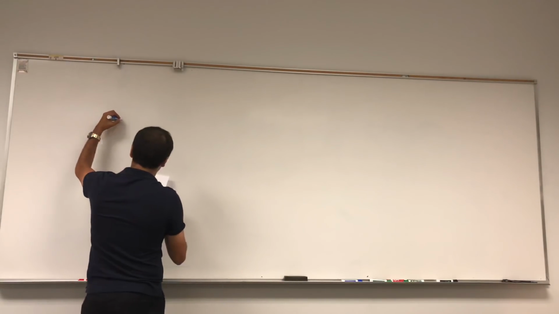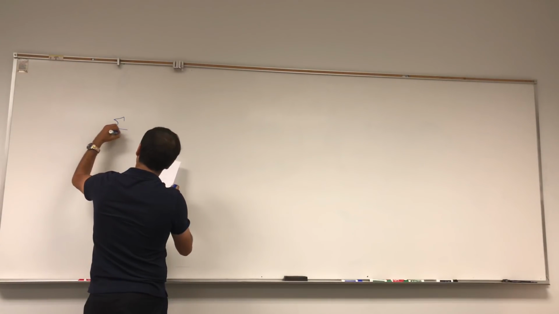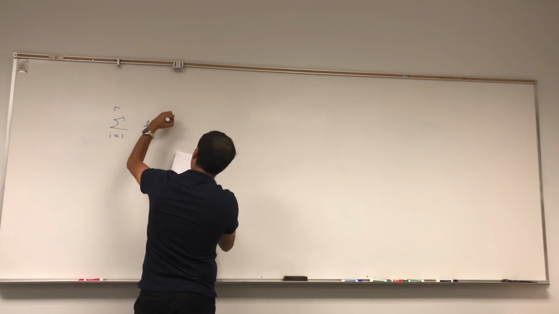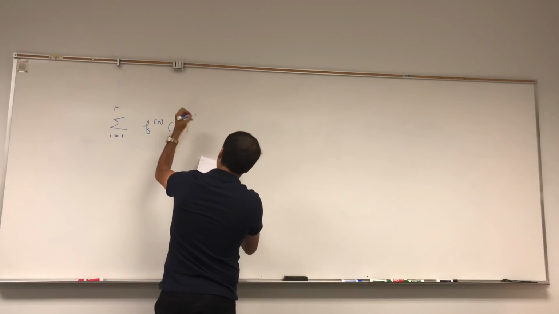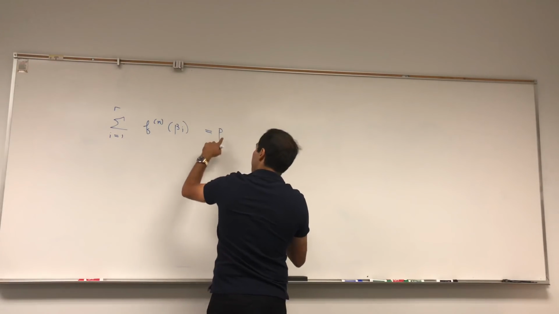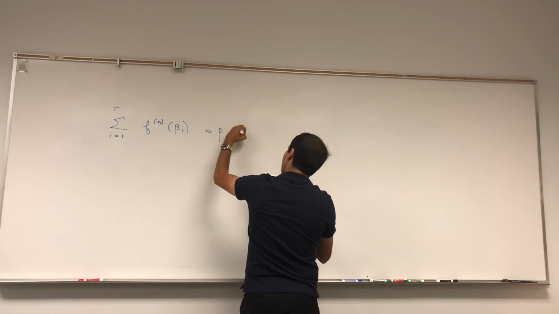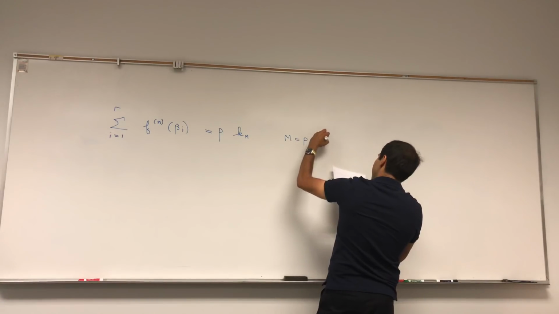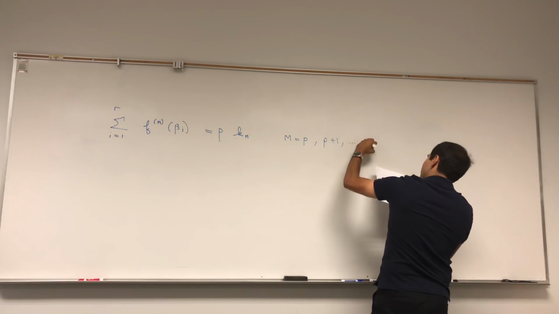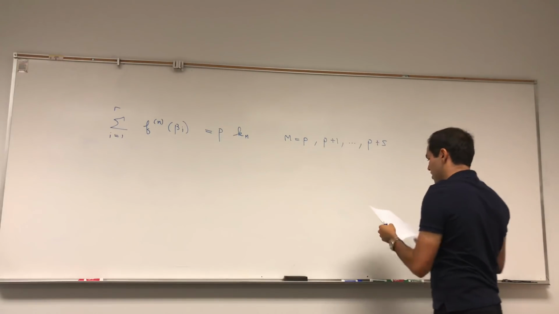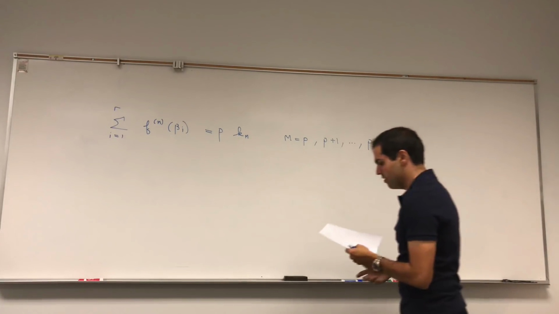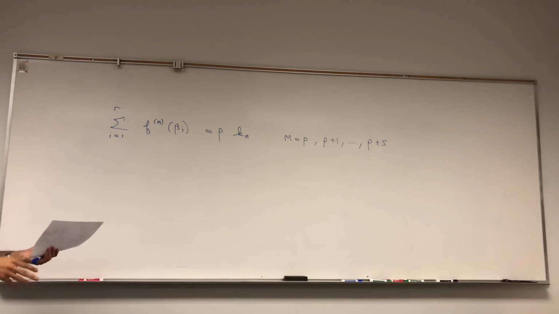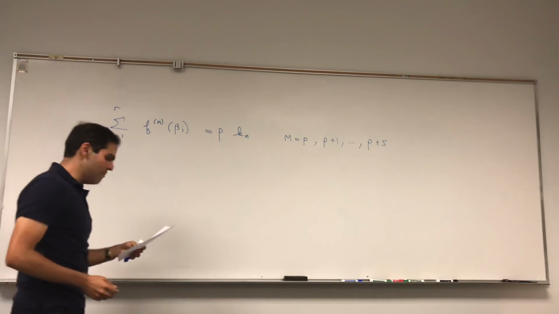So what we have then, the sum from 1 to r of f m of beta i equals, again, p times an integer, so let's call it k m, where m, again, is big, so it's from p plus 1 up to p plus s. So for small m, and for large m, it's an integer. For small m, it's 0.